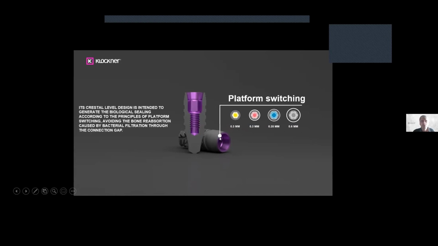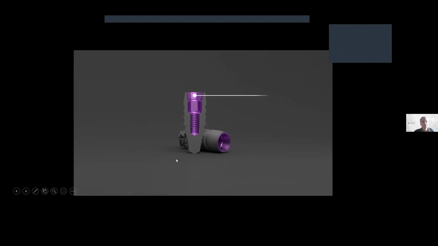Okay, we also have the platform switching concept. It's about 0.3 millimeters in the thinner implants and about 0.5 millimeters in the thicker ones, okay? In these two cases, the restorative components will be the same, but this and this will be designed exclusively for the 3.0, 3.1 and 3.6.